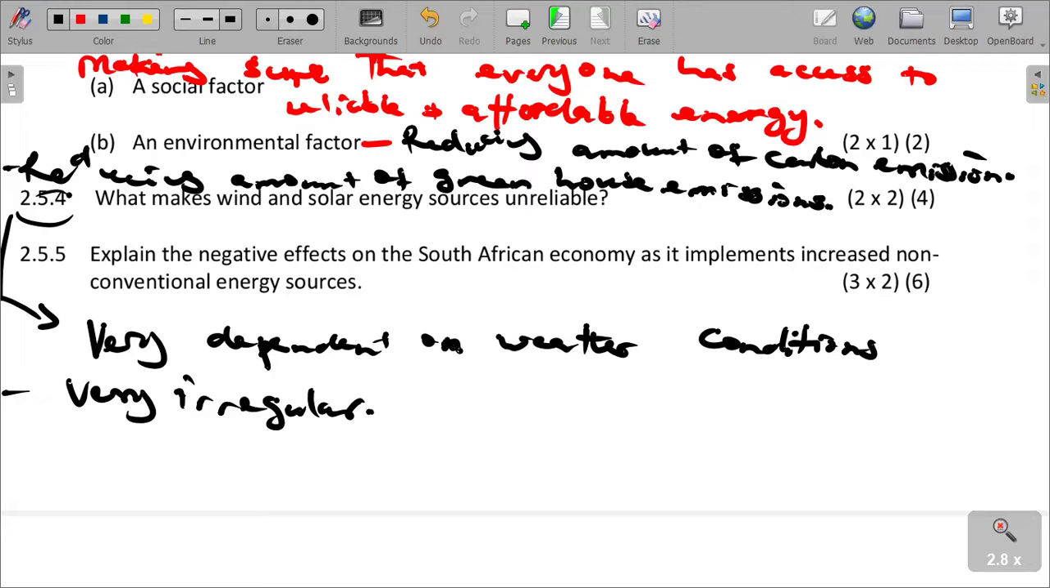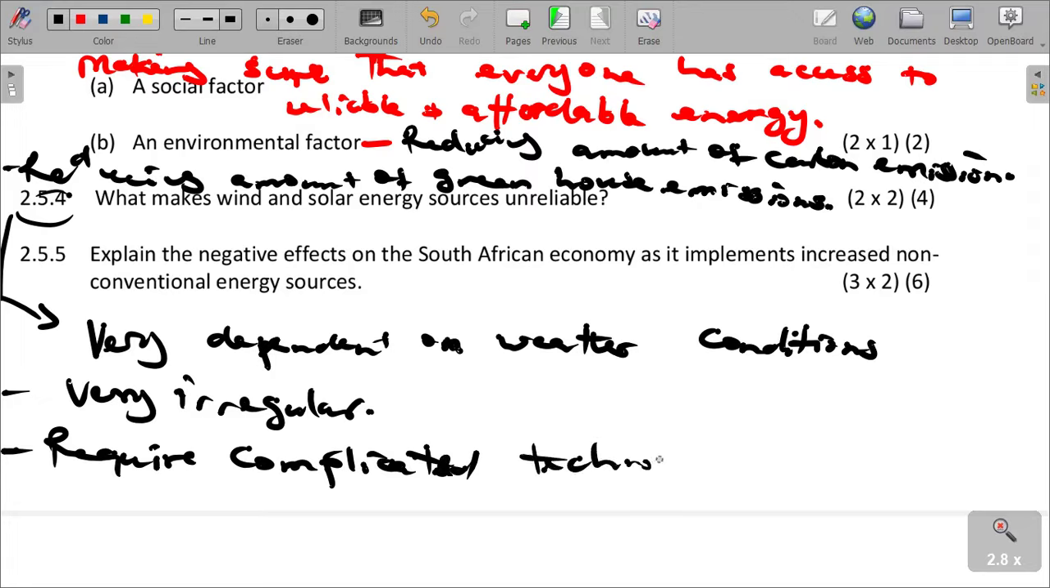And then they also need complex storage technologies. They require complicated technological investment, which is also difficult.